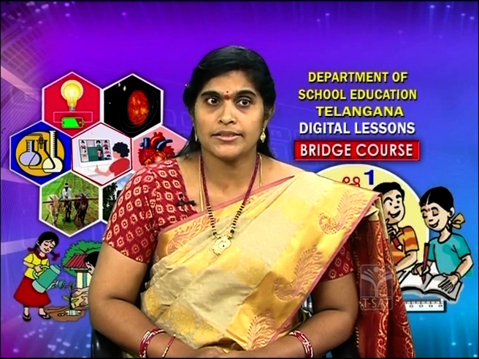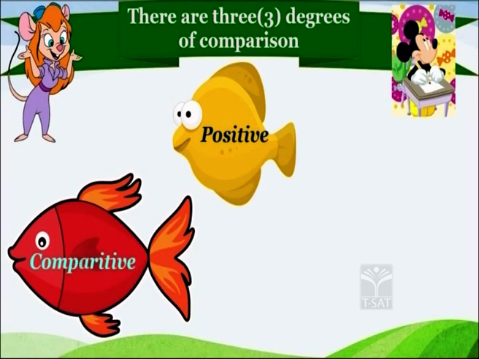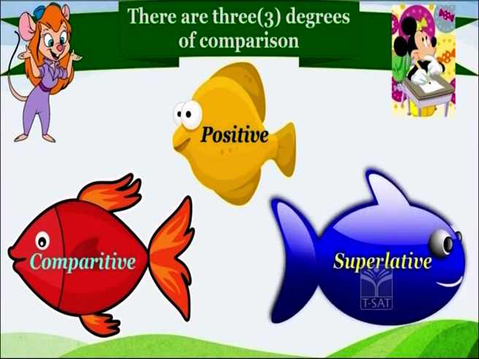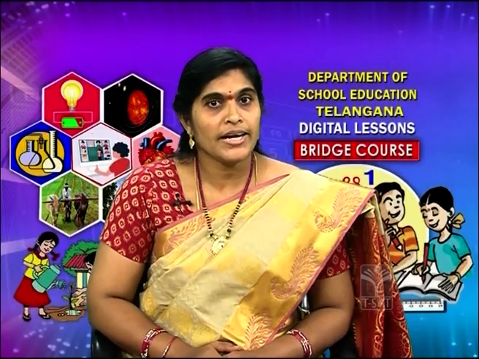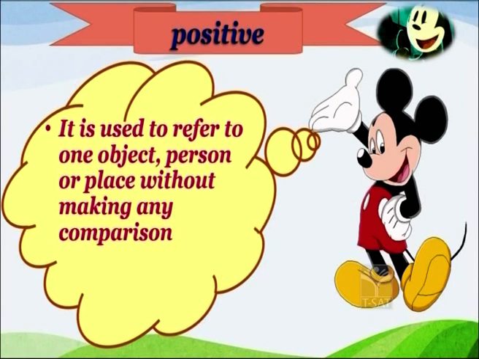Let us know each degree of comparison in detail. The first degree of comparison is positive degree, and the next one is comparative degree, and the final one is superlative degree. So let's know what a positive degree is. Have you ever heard this word, children? Okay, let's see. It is used to refer to one object, person or place without making any comparison.